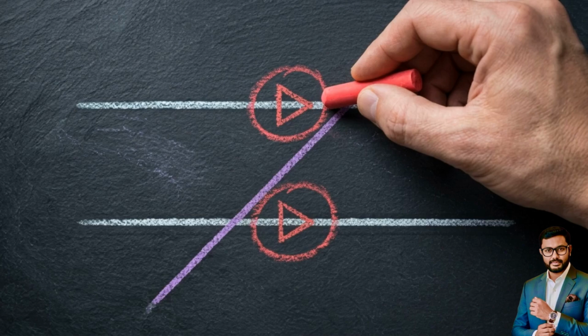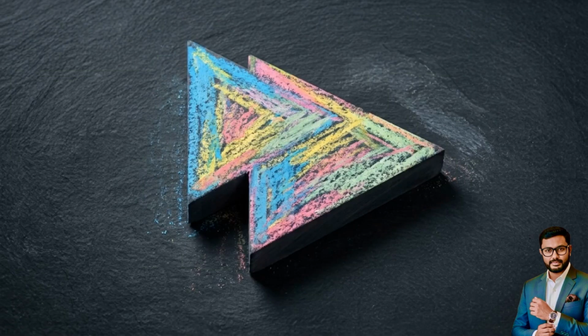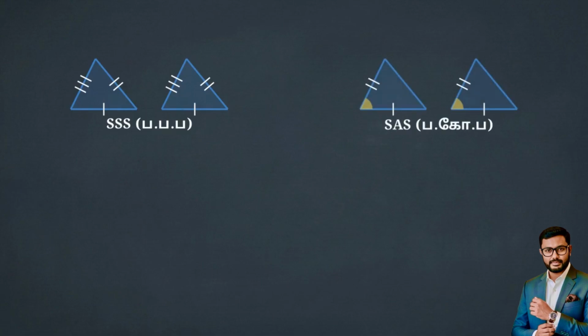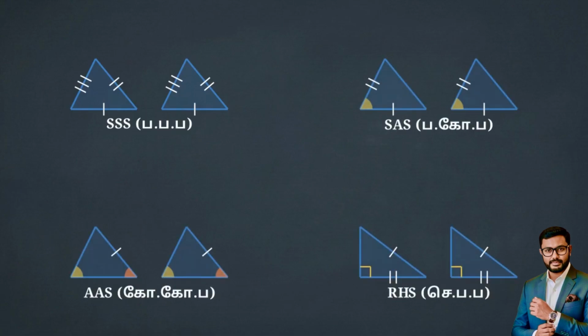F, and U patterns. Triangle congruence requires meeting one of four specific conditions to prove two triangles are identical: side, side, side; side, angle, side; angle, side, angle; or right angle, hypotenuse, side.